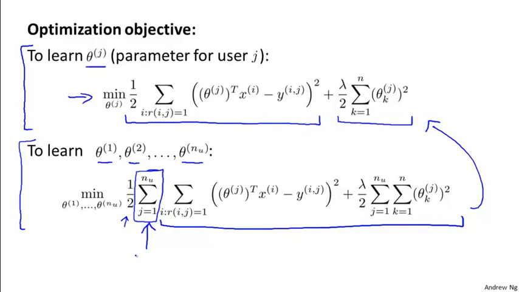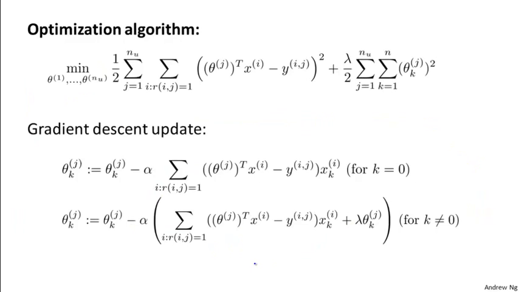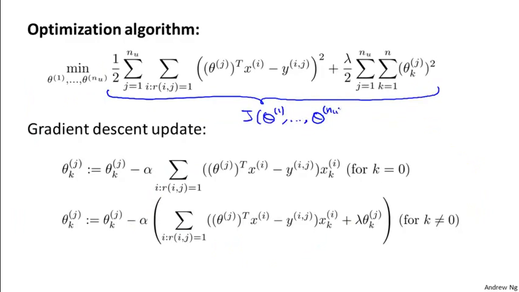When I minimize this as a function of theta 1, theta 2, up to theta nu, I will get a separate parameter vector for each user, and I can then use that to make predictions for all of my n subscript u users. So putting everything together, this was our optimization objective on top, and to give it a name, I'm going to call this J of theta 1 through theta nu. J, as usual, is my optimization objective, which I'm trying to minimize.